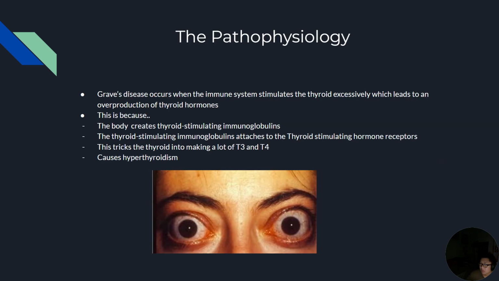The pathophysiology of Graves' disease. This disease occurs when the immune system stimulates the thyroid excessively, which leads to an overproduction of thyroid hormones. This happens because the body creates thyroid stimulating immunoglobulins, and the thyroid stimulating immunoglobulins attach to the thyroid stimulating hormone receptors. This tricks the brain into making a lot of T3 and T4, which then causes hyperthyroidism.